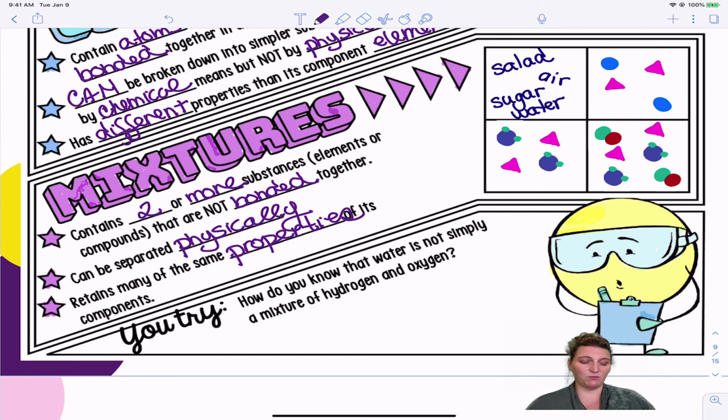Okay, so now there's space on the bottom that is a place for you to try to answer this question. How do you know that water is not simply a mixture of hydrogen and oxygen? Think about how you might separate those two.